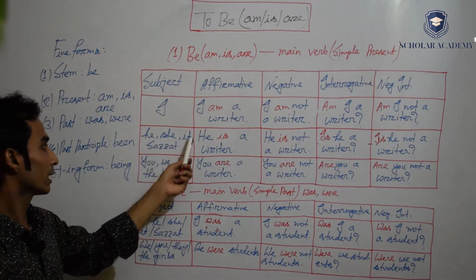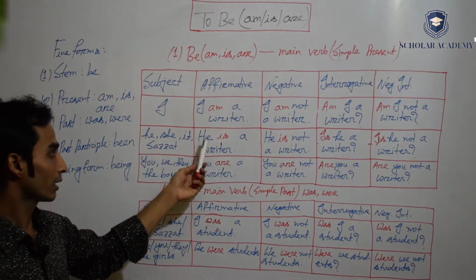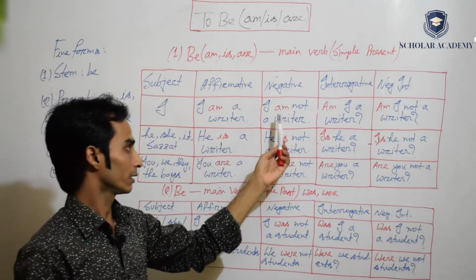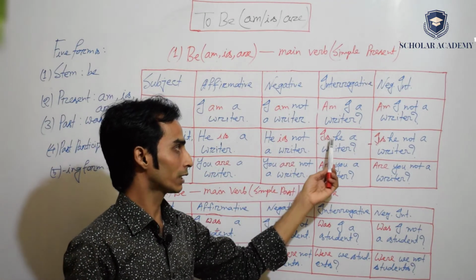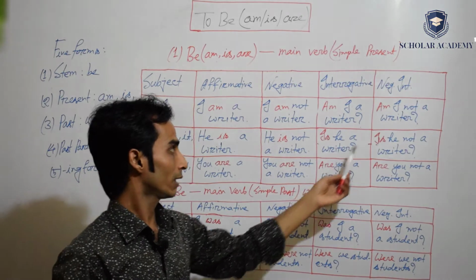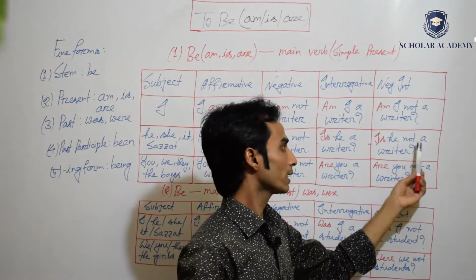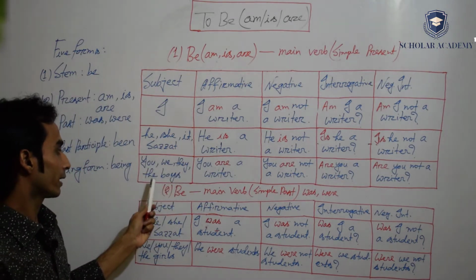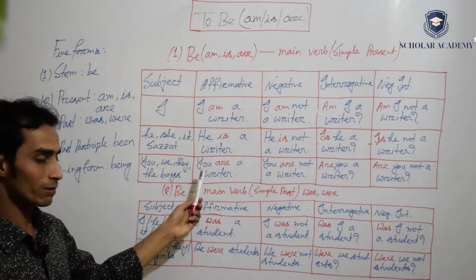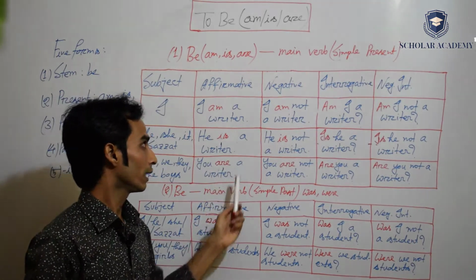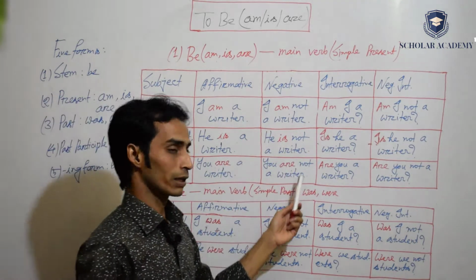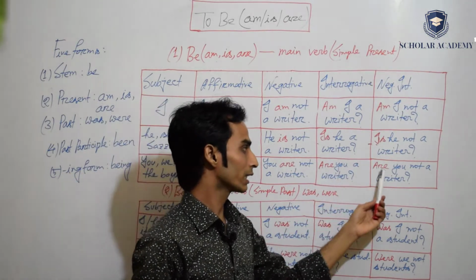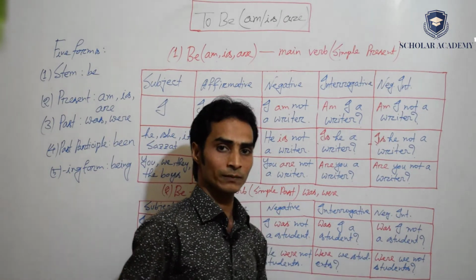If the subject is he, she, it, or a singular subject, then the affirmative sentence will be he is a writer, negative will be he is not a writer, interrogative is is he a writer, and negative interrogative is is he not a writer. If the subject is you, we, they, the boys, then the affirmative sentence will be you are a writer, the negative sentence is you are not a writer, the interrogative sentence is are you a writer, and the negative interrogative sentence is are you not a writer.